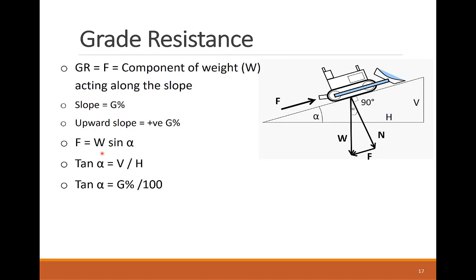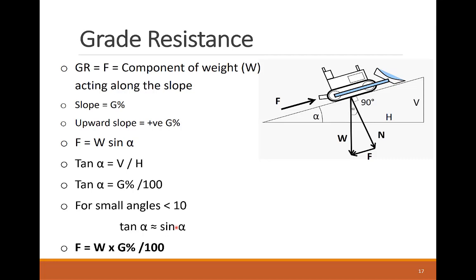Now we can assume that most hauling routes have small angle of slopes. At such small angle values, the tan and sine values of the angle are very close, so we can substitute the sine alpha in the F formula with tan alpha. And tan alpha is the same as G percentage over 100%. So we can end up with the grade resistance force to equal the weight W times G percentage divided by 100.